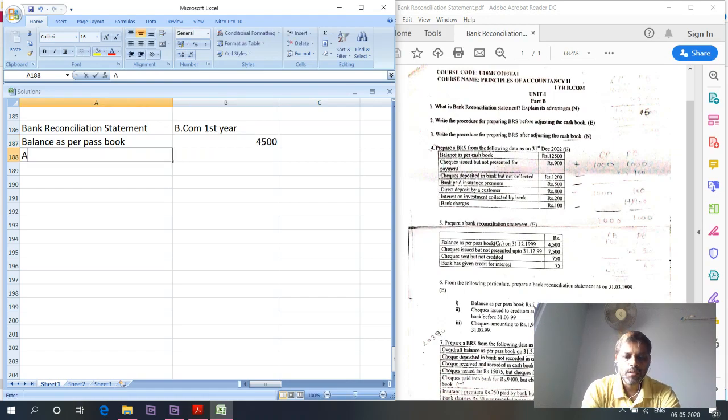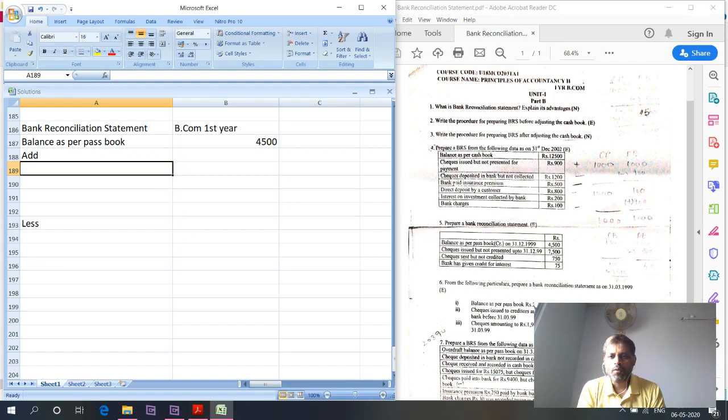Again, let's put two sets for adding and lessing. Friends, please understand we are doing a reconciliation between the bank passbook and the cash book. We are not making any correction entries in this. We'll get into the correction entries related to the bank reconciliation statement in the subsequent chapters, but for now we are just preparing a statement reconciling the passbook balance and the cash book balance. So the balance as per passbook is 4,500 in this case.